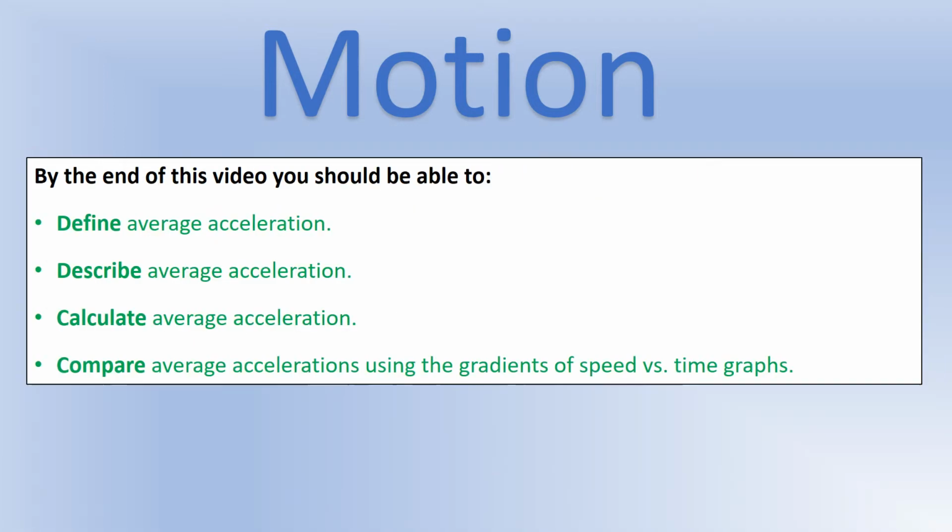Okay, so let's have a look at the things that you should be able to do at this point. You should be able to define what average acceleration is. If you can't, go back and have a look. You should be able to describe the two types of acceleration, so positive and negative, which we also call deceleration. And you should be able to calculate acceleration using both a graph and numbers, and be able to compare different accelerations looking at a speed versus time graph. If you can do all those things, that's great.